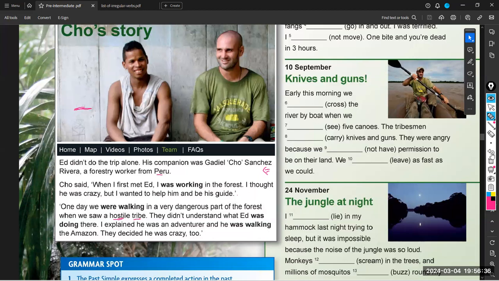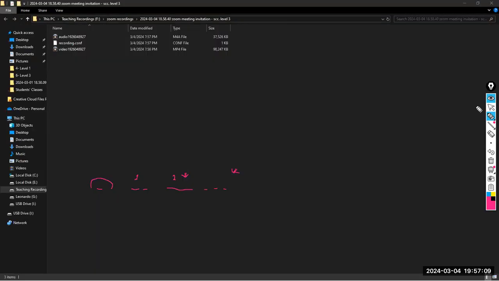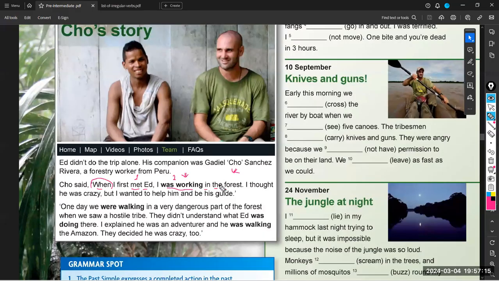Amazing. Okay. Now, guys, I need you to tell me or show me the use of the past continuous here, which is written in bold. So the first one is "was working." Notice that this is exactly "was working." This is the first action and meeting is the second action. And notice that I use them with the keyword "when." So when I met Ed, I was working in the forest. Notice the verb of meeting is finished and still Ed was working in the forest.